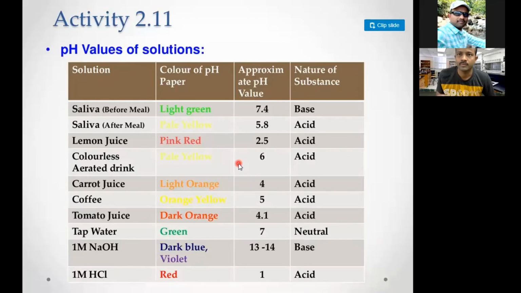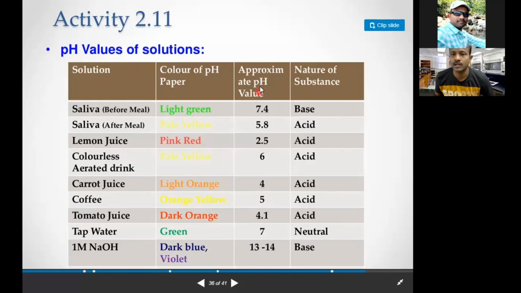So when you take saliva and touch the pH paper to it, the pH paper will become light green. The actual color of the paper is light yellow, I think. So when you keep the paper in your mouth, the color of the pH paper will change to light green. Then what is the approximate pH value we will get here? 7.4. The nature of the substance is basic, right?